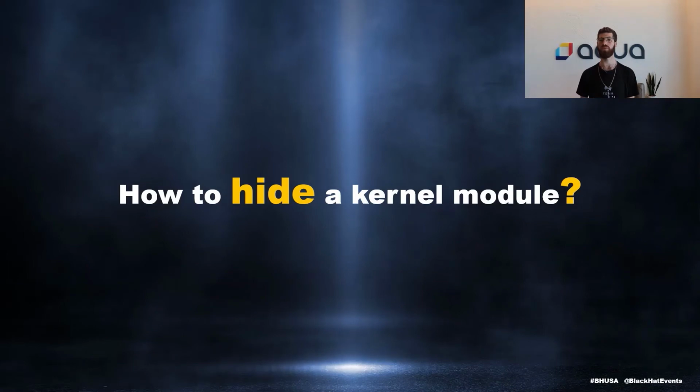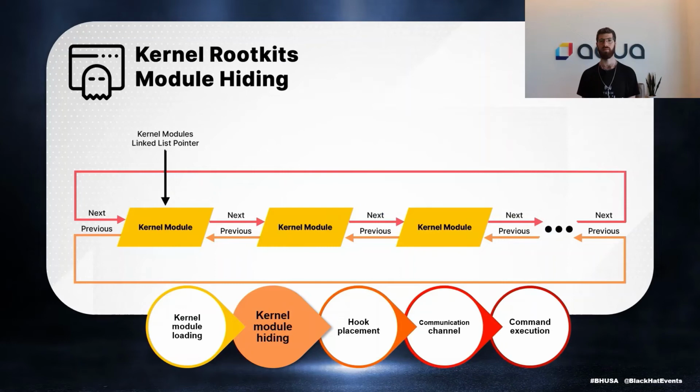So now that we've seen how we can load the kernel module, how can we hide the kernel module? First of all, we need to understand how kernel modules are stored in the memory. Kernel modules are stored in the memory in a linked list. So each kernel module is connected to the next and previous one with pointers, next and previous. When a program wants to enumerate all the loaded kernel modules, it simply goes to the first one and continues with the next pointer until it reaches the beginning.